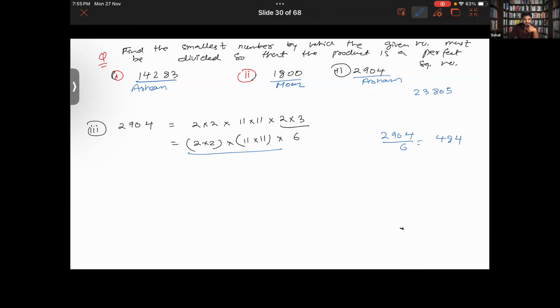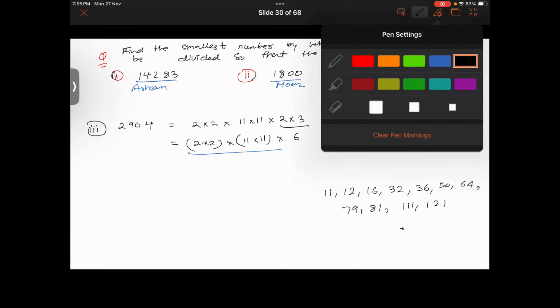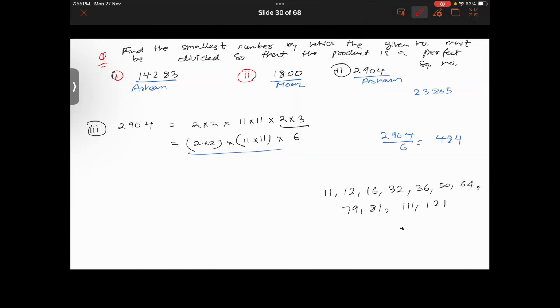What about you guys? By the way, Arham, you tell me, out of these numbers, 11, 12, 16, 32, 36, 50, then take 64, 79, 81, 111, 121, which ones are not perfect squares here?